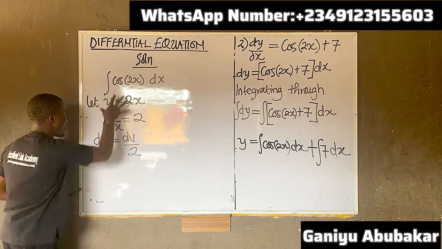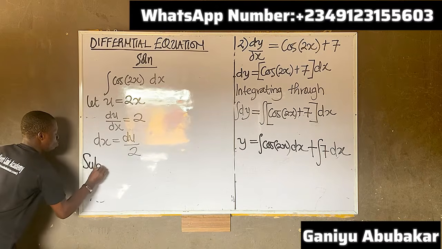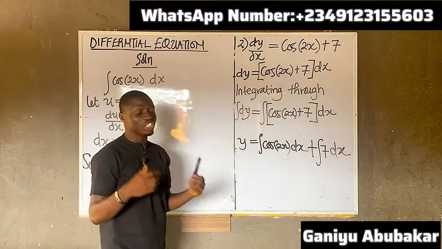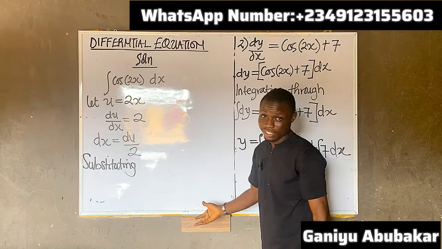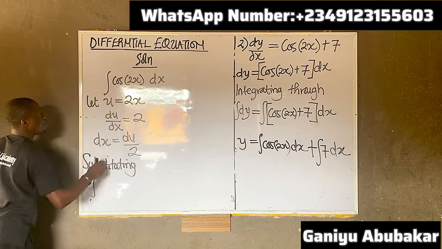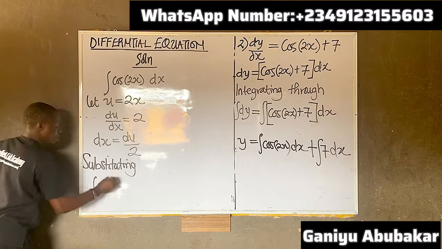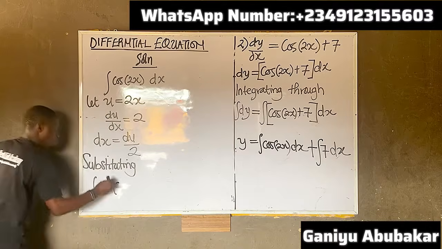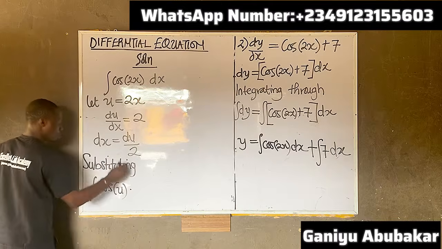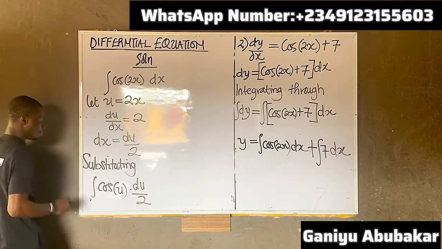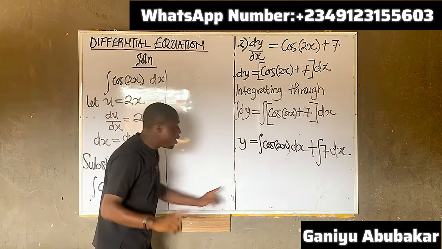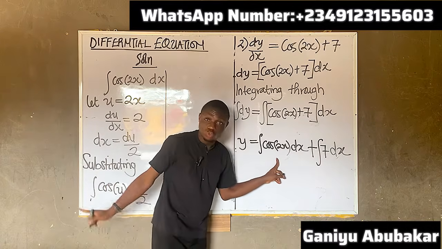At this point here, I'll say substituting. If you are familiar with integration, all this should not be a problem. You should know this. For me, this gives you the integral of cos, and since 2x is now u, I have cos u here. Dot, dx is now what? du over 2. I have this, so just only this. Just watch.